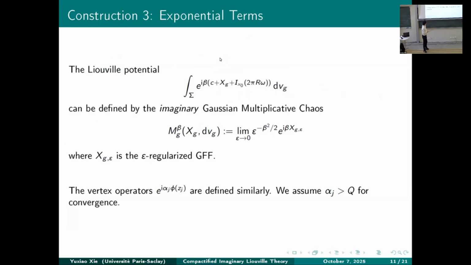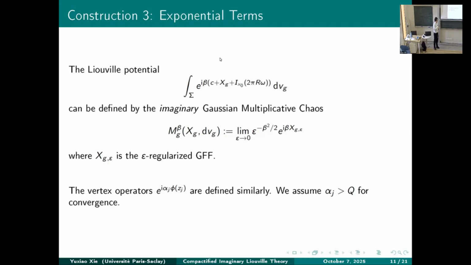This is called the imaginary Gaussian multiplicative chaos. I don't have the time to go into the technical details of this, but in any case, this can be realized if you assume that beta is between 0 and the square root of 2. And then you can also add in these vertex operators. And to have convergence, you should also assume that they are bigger than Q in this case. Remember that Q is a negative real number.